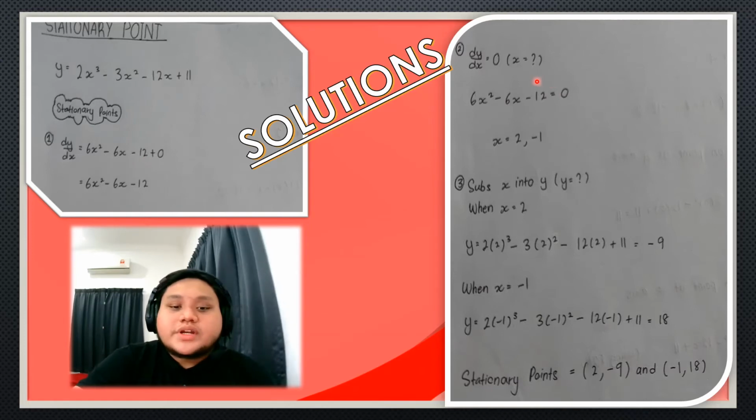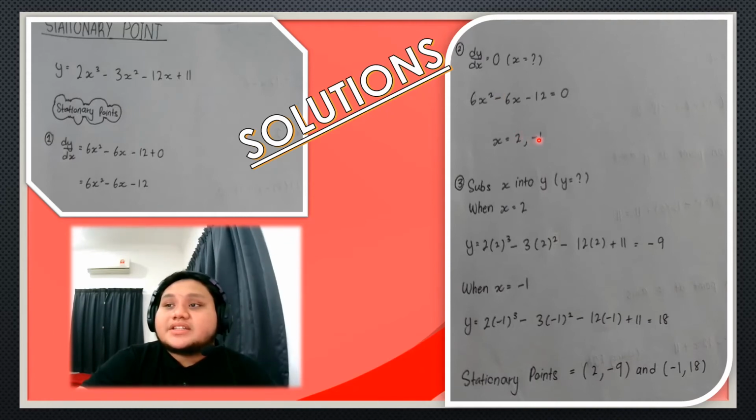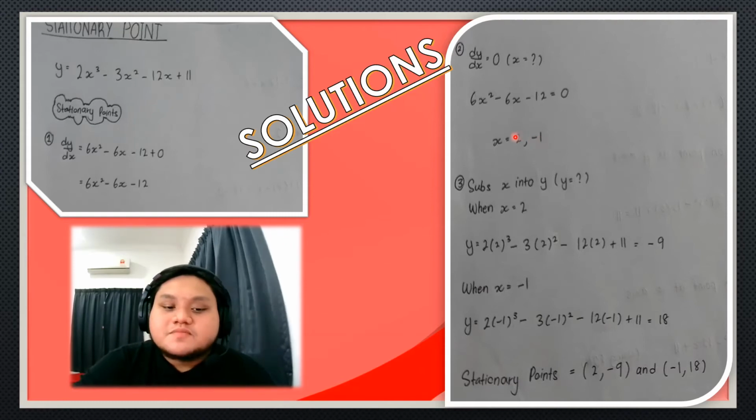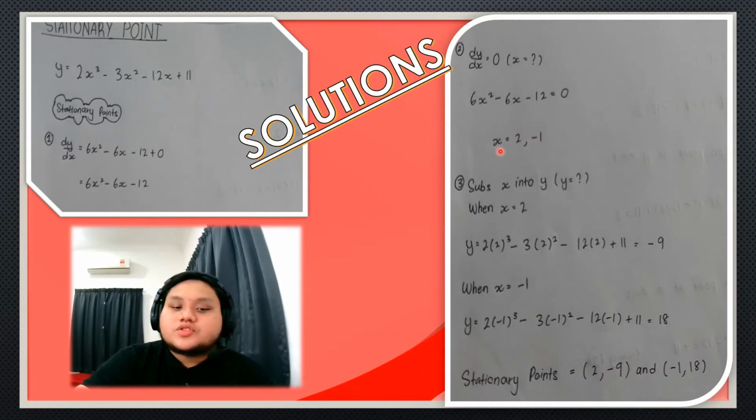After that, we need to solve it by using the equation, and we got x equals 2 and negative 1. To get the value of y, we need to substitute x into the equation. We got two coordinates of y, and the stationary points are 2, negative 9 and negative 1, 18.